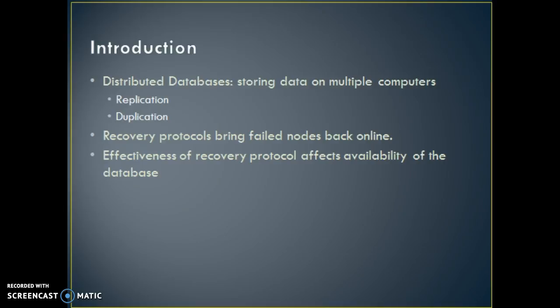Next, the effectiveness of the recovery protocol affects the availability of the database. If the protocol is very strong, then the data will be available soon. If the protocol is very weak, then there may be a chance that the data may never recover.